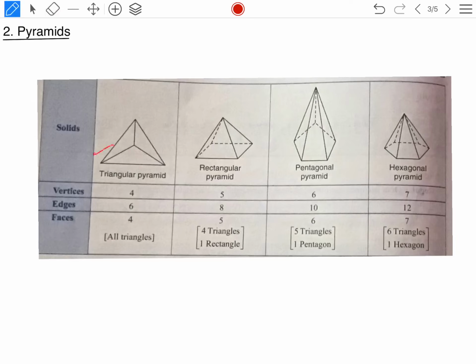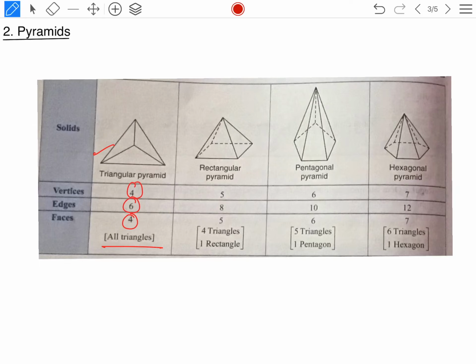So one is triangular pyramid. So number of vertices, edges, and faces are given to you. So a triangular pyramid is made up of 3 triangles, actually not 3, it will have 4 faces. It will have, okay, because one face is in the downside and 3 faces are there. So you have to imagine the figure. Prism you have seen, I think. Okay, so it will have 4 faces, 4 vertices, and 6 edges.